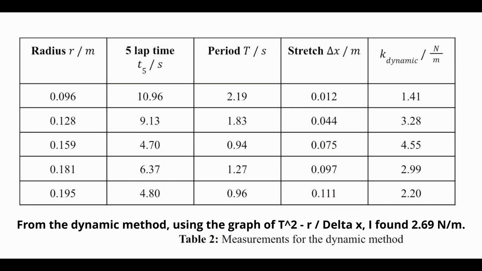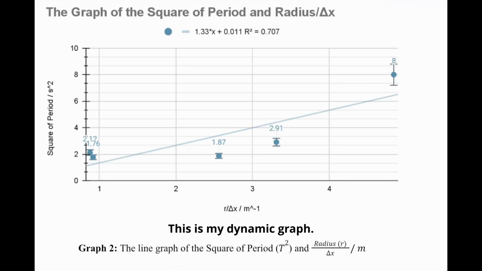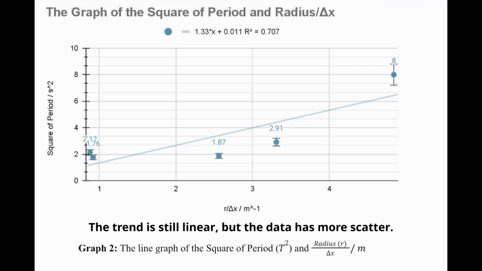From the dynamic method, using the graph of T squared versus r over delta x, I found 2.69 newtons per meter. This is my dynamic graph. The trend is still linear, but the data has more scatter. R squared was around 0.7, which is reasonable for real motion.